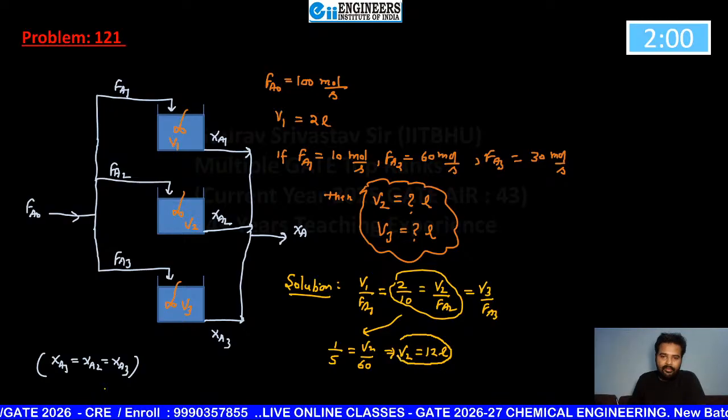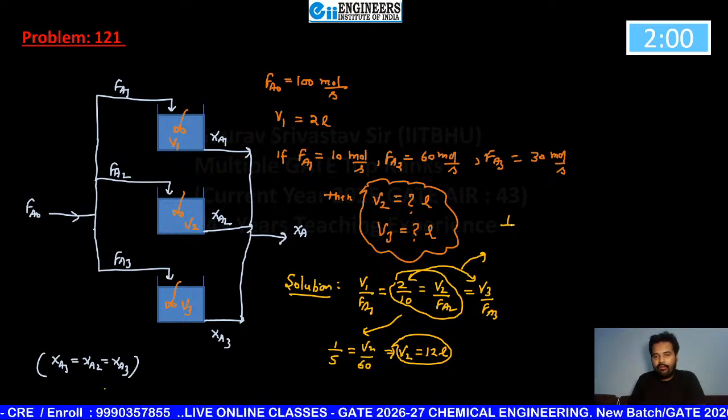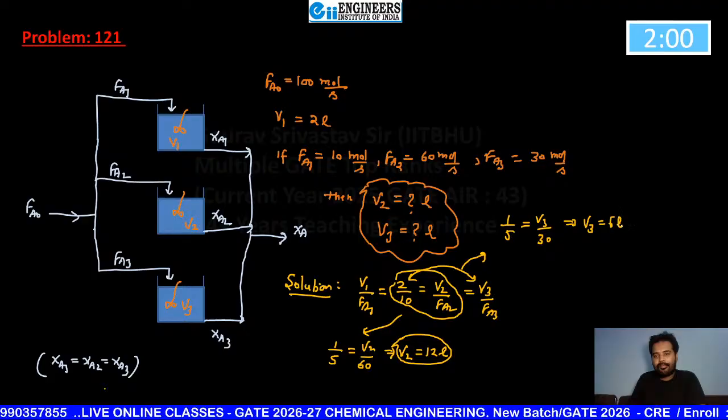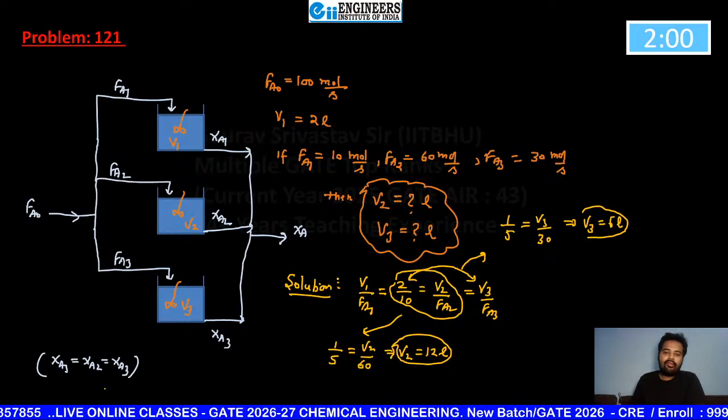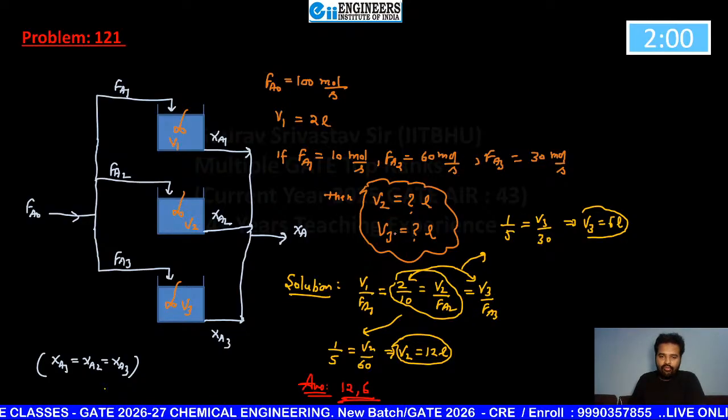This is one answer. Now by solving this with the other one, what will you get? Again 1 by 5 equals V3 by FA3. FA3 is 30, so 30 by 5, that means V3 will be 6 liter. So the answer is 12 comma 6, for V2 and V3 respectively.